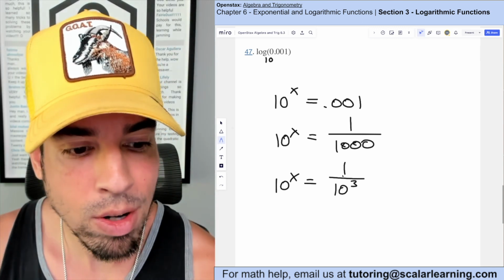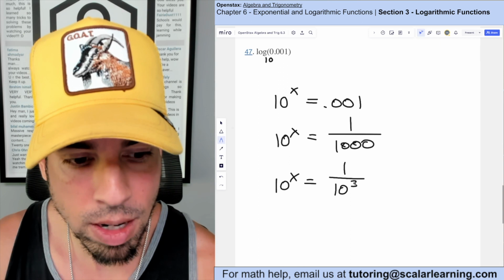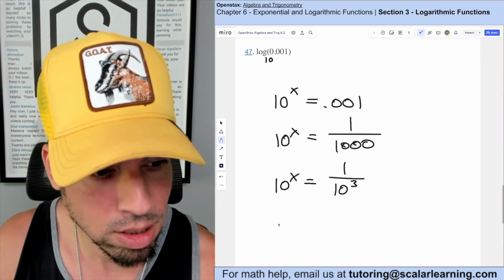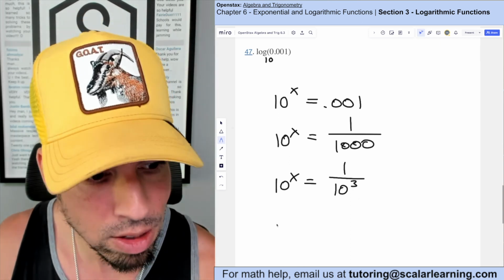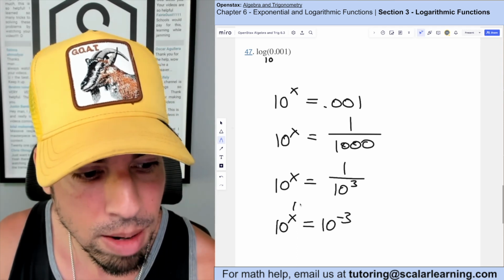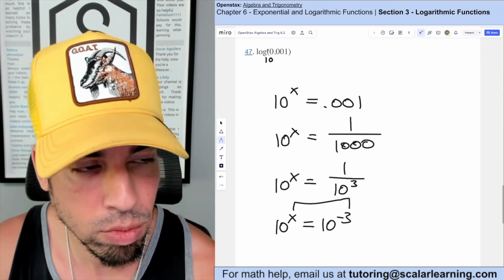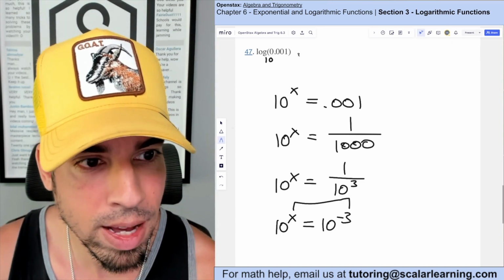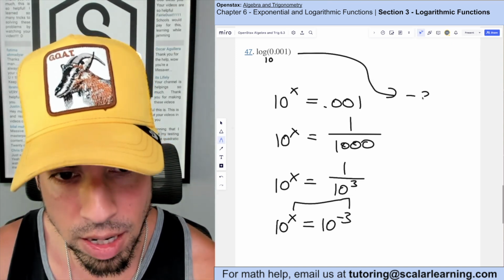And then now I can do even better, because when you have an exponent in the denominator, it's the same as 10 to the negative 3rd. So 10 to the x equals 10 to the negative 3rd. That means that x must equal -3. So this, therefore, evaluates to the value of -3.